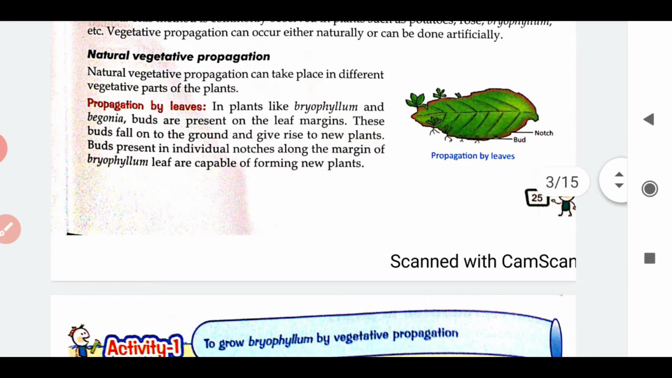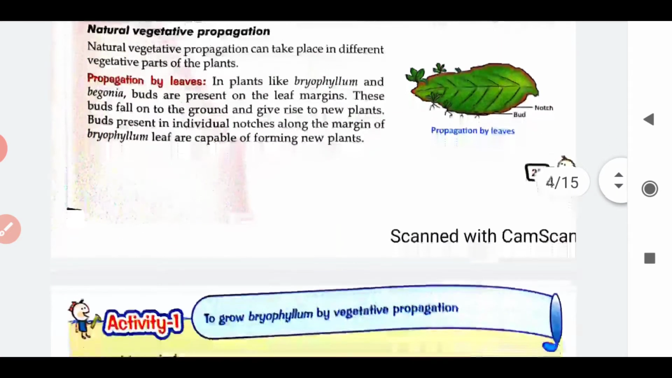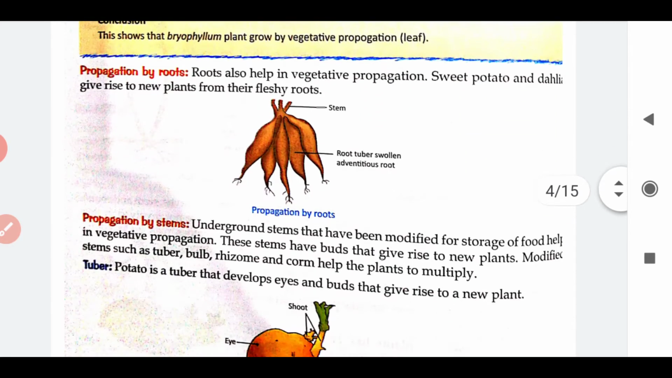In vegetative propagation there are two methods: one is natural and another is artificial. In natural, we have seen propagation by leaves, with the example of the bryophyllum leaf, in which the leaf margin has numerous buds which can grow into a new individual. Then we have seen the root, that is sweet potato. In sweet potato, the root is detached from the plant body, then it is planted and a new plant is formed.